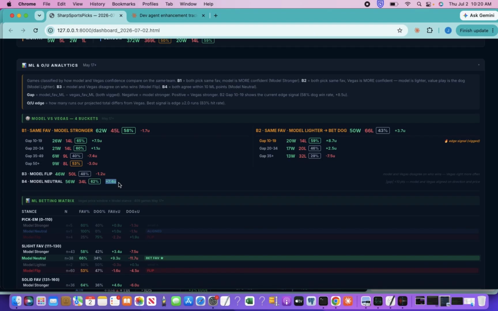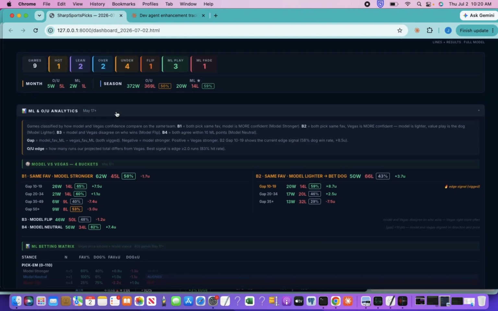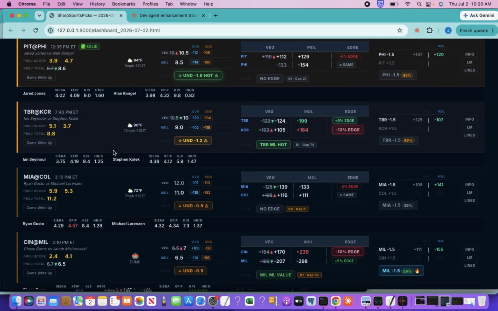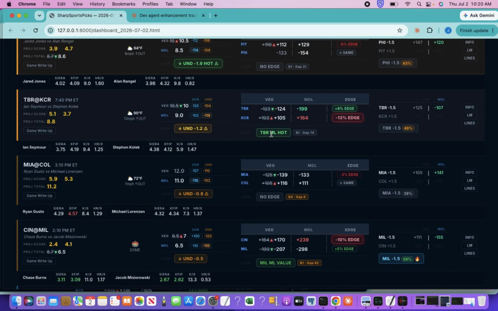And then I thought this was interesting. When we're aligned with Vegas, we're up 7.4 units, which is pretty crazy and kind of a different philosophy than what I initially had, where I would look at, let's see, like right here, I would be like, okay, yeah, we're on to something.